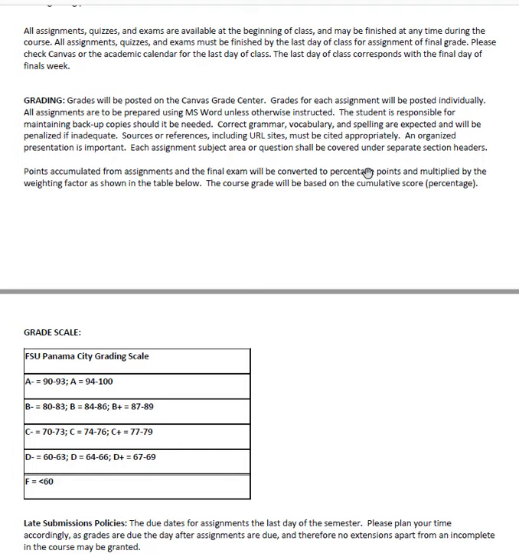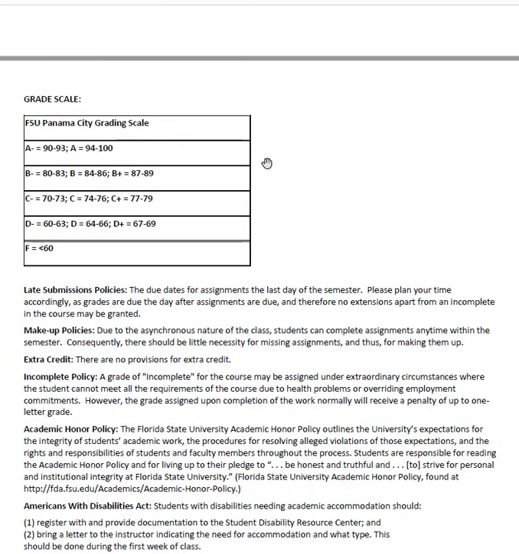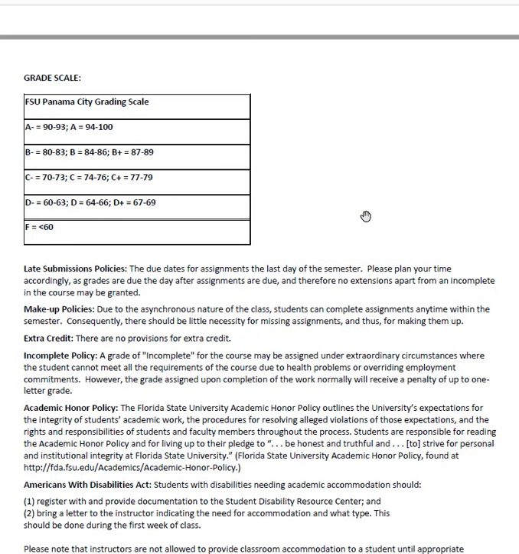Now let's see. Here's your grading scale, and this is just the same grading scale that you see in every course. So this is what you're going to earn. 90 to 93% is going to be an A minus, 94 to 100 is going to be an A, et cetera, et cetera. So if you get less than a 60% in the course, that earns you an F. Okay, so now you know what's going on there.